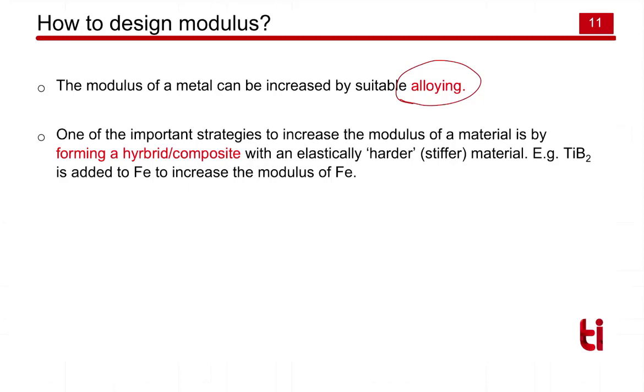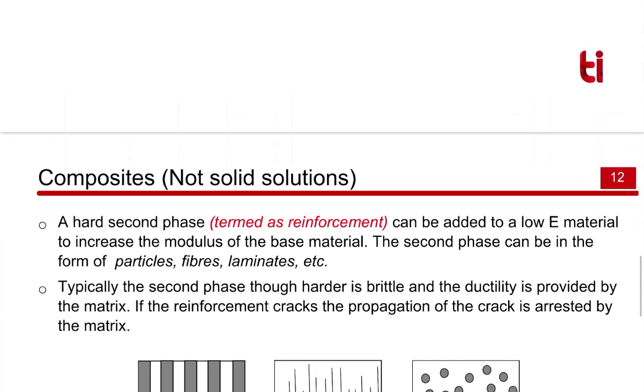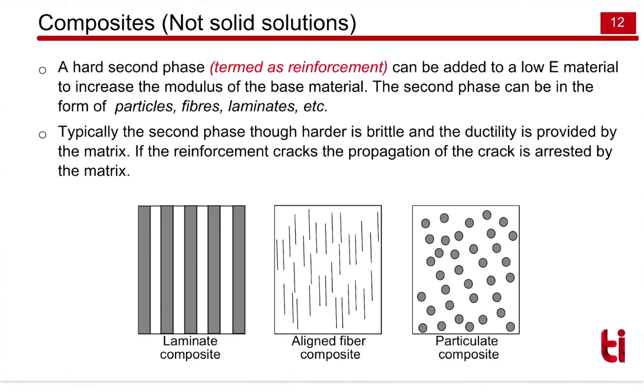Another way of designing the modulus is making composites. So if you have two materials, one with a low modulus and one with a high modulus, you mix them and you can design the modulus. I'll explain later. First, I will explain what composites are. Composites are not a solid solution. It's not an alloy. There are different kinds of composites.